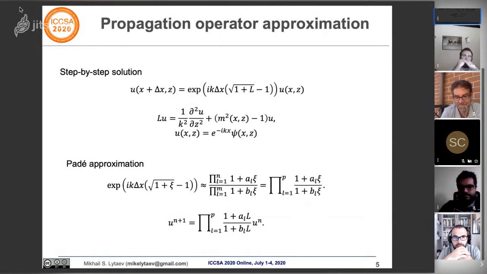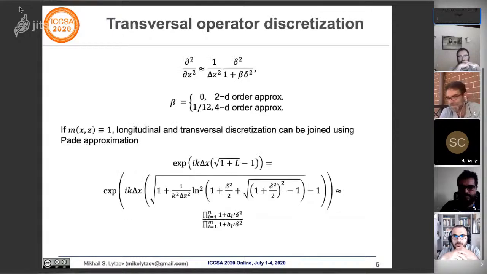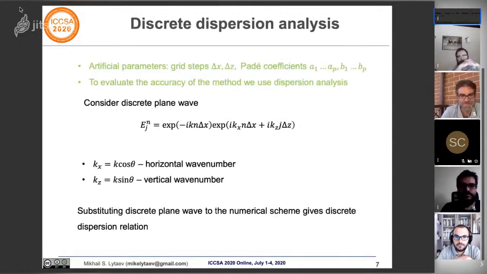We use the split-step Padé method for the approximation of the propagation operator. The Padé approximation order may be chosen arbitrarily within this method. The transversal operator is discretized by the fourth order scheme. Thus, we have the following artificial parameters in the considered scheme: grid steps delta x and delta z, and the Padé approximation order. Next, we provide the dispersion analysis for the considered numerical scheme.